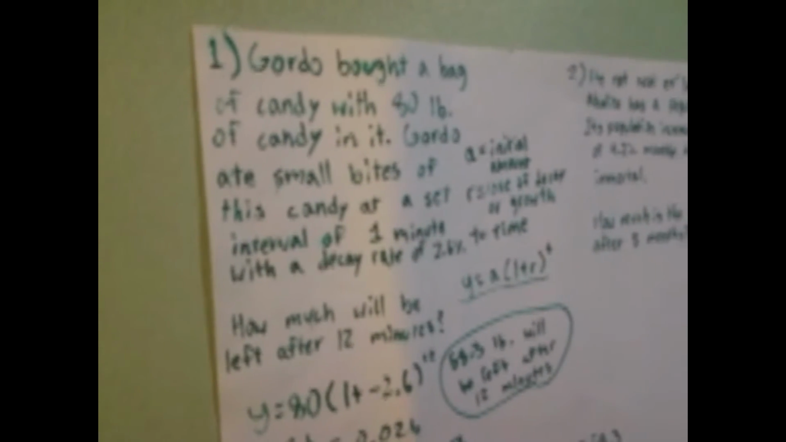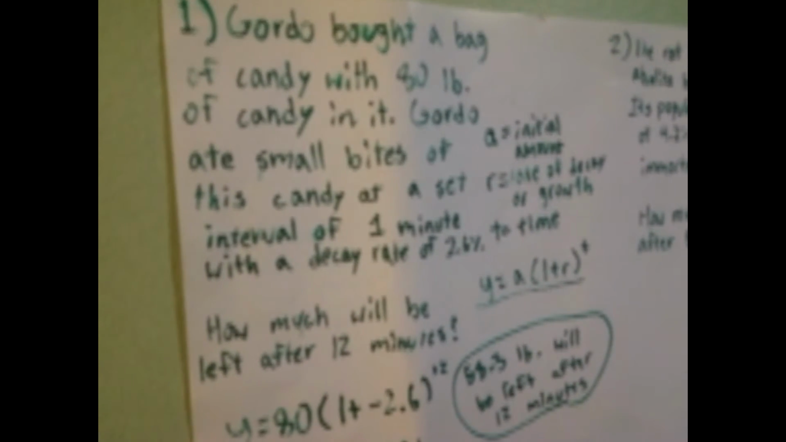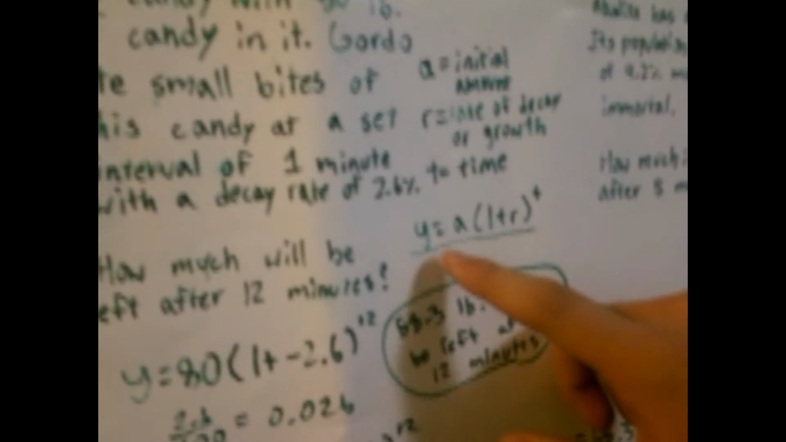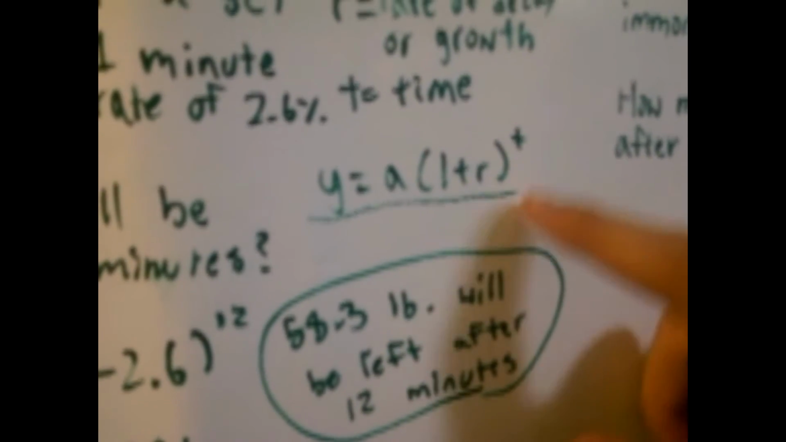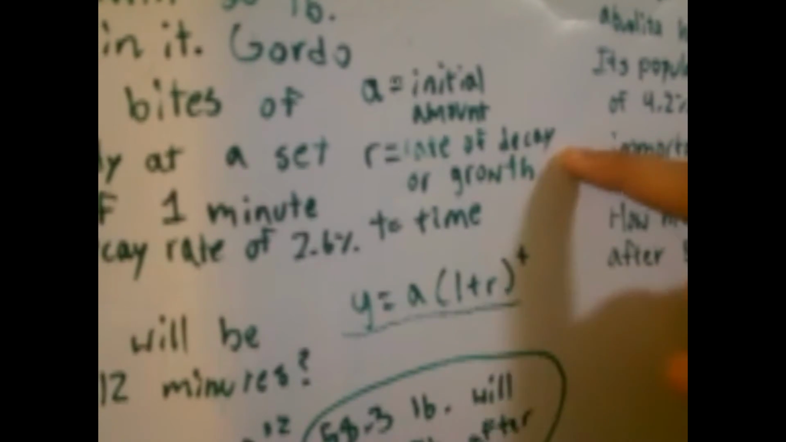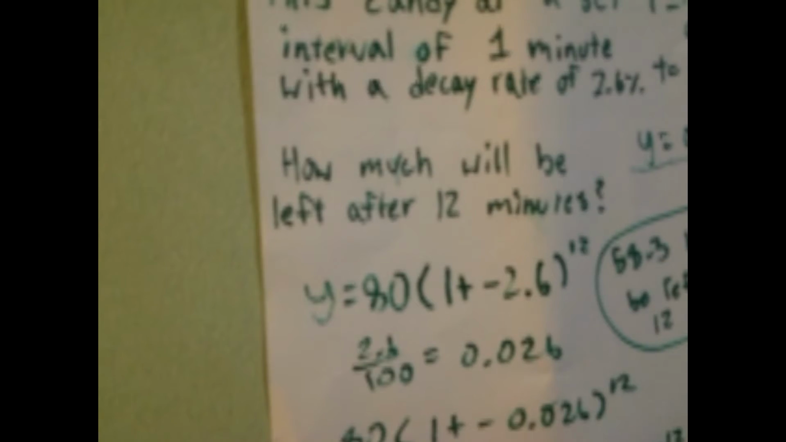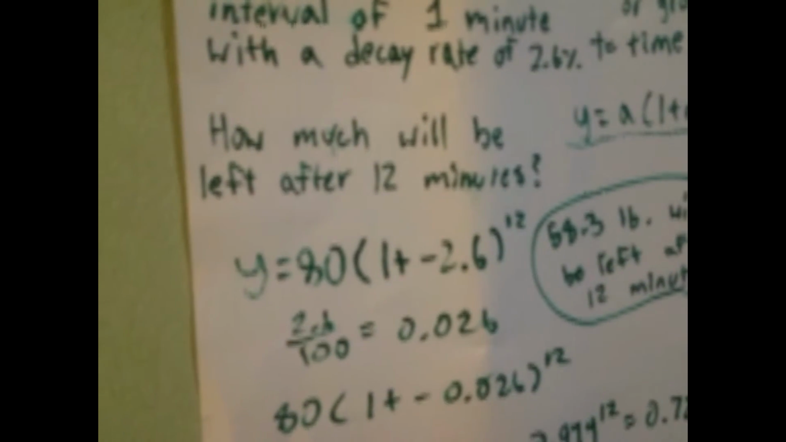I'm going to be giving examples of exponential growth and decay. For our first example, Gordo bought a bag of candy with 80 pounds of candy in it. Gordo ate small bites of this candy at a set interval of 1 minute with a decay rate of 2.6%. Here's the formula we're going to be using. Y equals A times 1 plus R to the power of T. A is the initial amount, R is the rate of decay or growth, and T is time. So our question here for example 1 is how much will be left after 12 minutes?